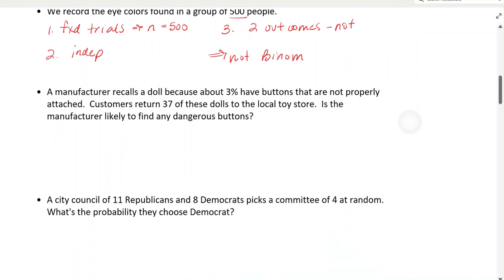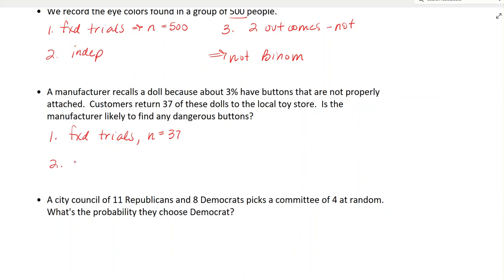The next one you see here says a manufacturer recalls a doll because about 3% have buttons that are not properly attached. Customers return 37 of these dolls to the local toy store. Is the manufacturer likely to find any dangerous buttons? So dangerous buttons meaning that they're not properly attached. Remember, the first criteria says that there has to be a fixed number of trials. And so if you see here, the number of trials is our sample size of 37 dolls.